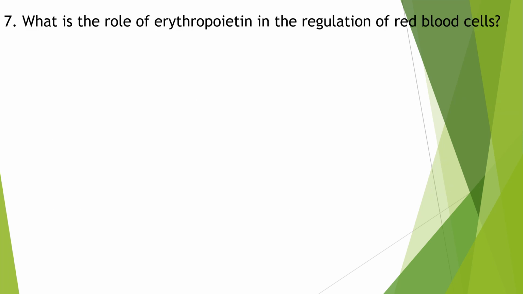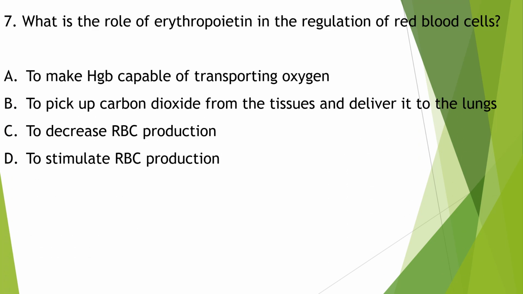What is the role of erythropoietin in the regulation of RBC? To make hemoglobin capable of transporting oxygen, to pick up carbon dioxide from the tissues and deliver it to the lungs, to decrease RBC production, to stimulate RBC production. The role of erythropoietin is to stimulate RBC production.